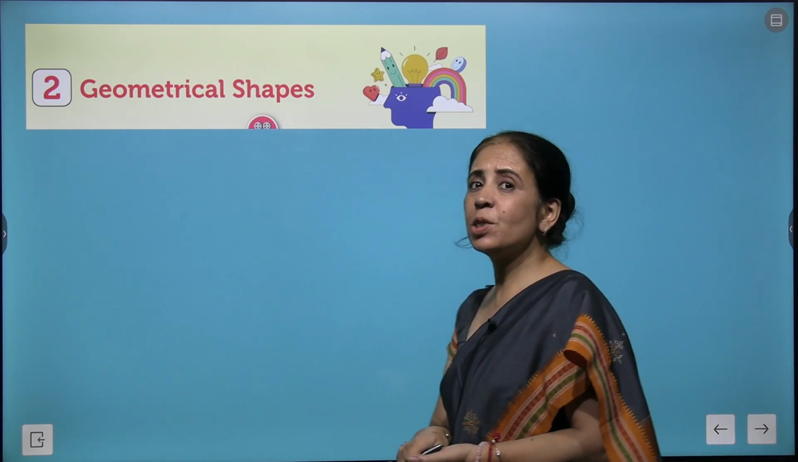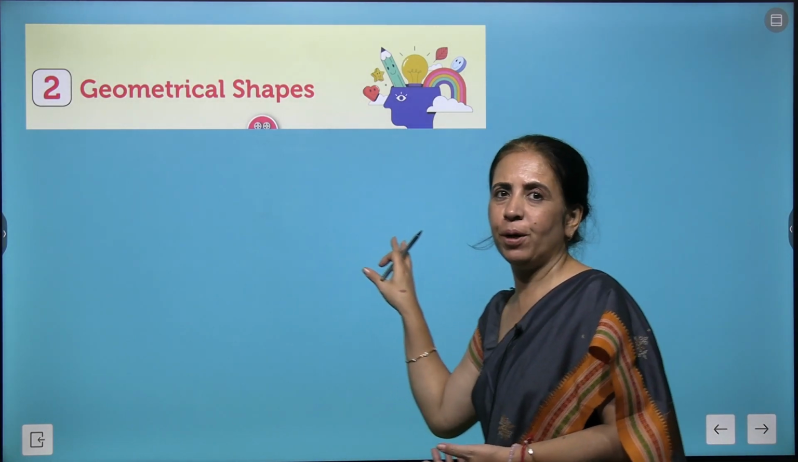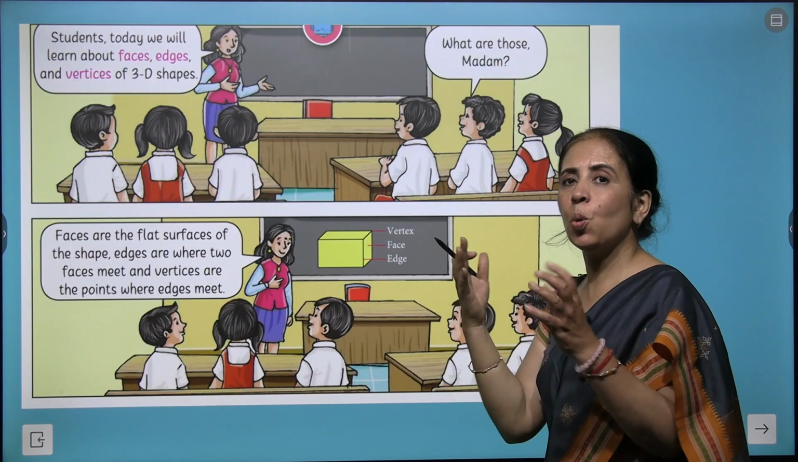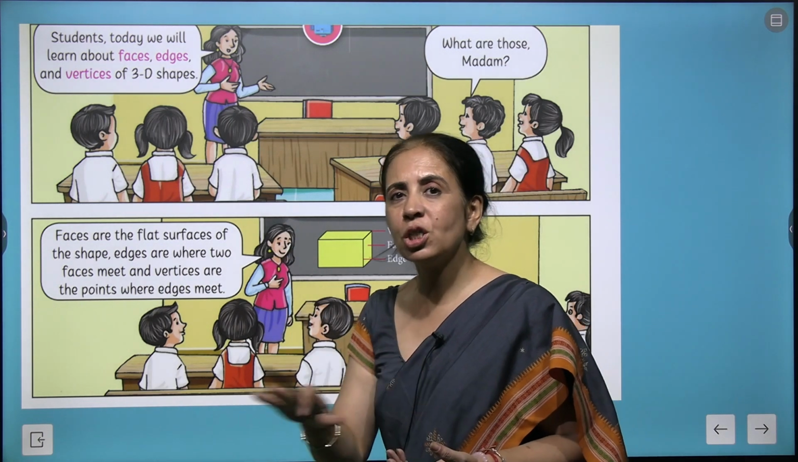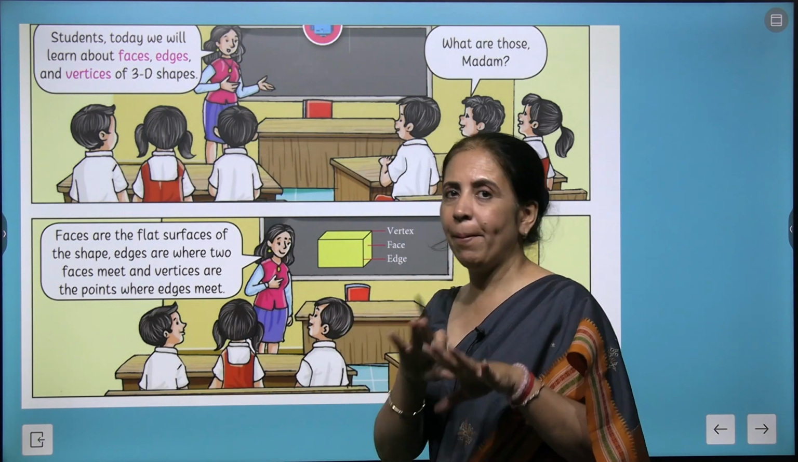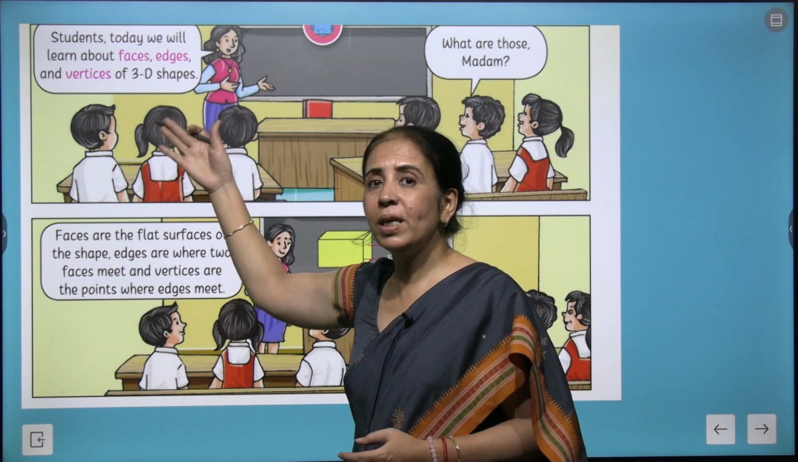My little learners, welcome to Grade 2 Reasoning Book, and this is your Chapter 2, and we are going to learn about geometrical shapes. When you work in geometry, you draw different shapes on the paper, right? And those shapes are called two-dimensional shapes. And here we are going to learn about 3D shapes.